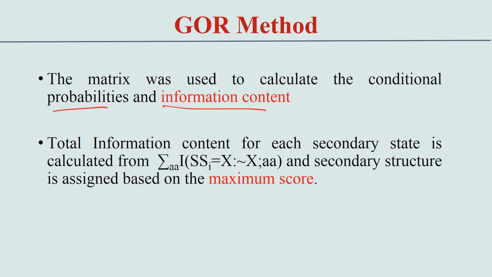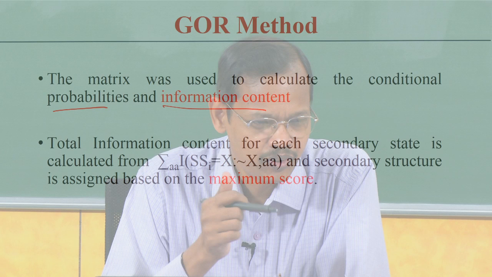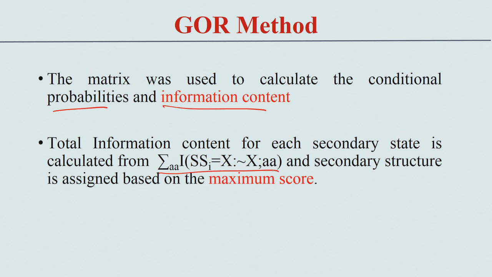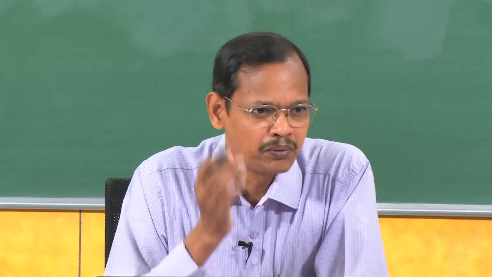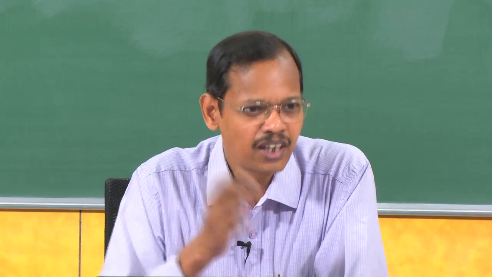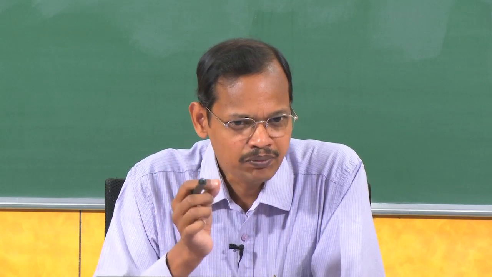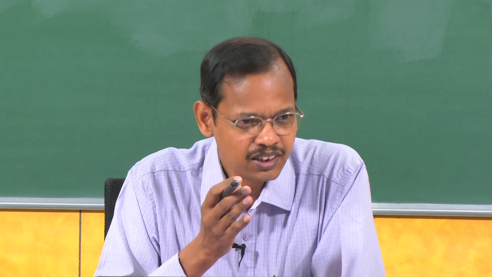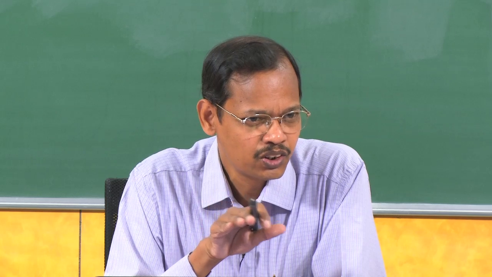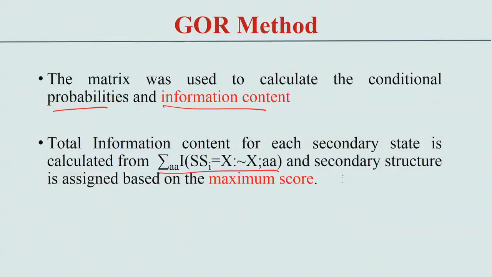So, now they calculate total information content for each state. For example, take helix: they use this information, what is the preference of that particular residue to be in helix compared to not being in helix. Then do the same for strand, and you can do the same for the turn and the same for the coil. Then how many values will we get? 4 values, right, if you have the 4 secondary structures, helix, strand, turn or coil. So, we get 4 different values.